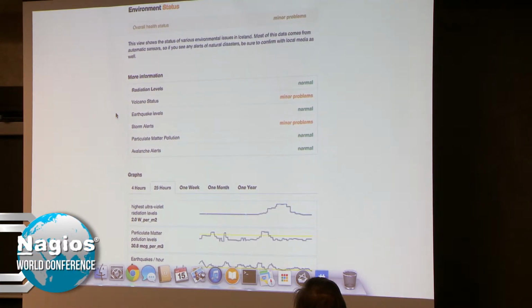Underneath, you see we have, can I get rid of this thing? Oh, maybe not. We have a few graphs. You see here we have ultraviolet radiation levels. I don't know, is it important or not important?